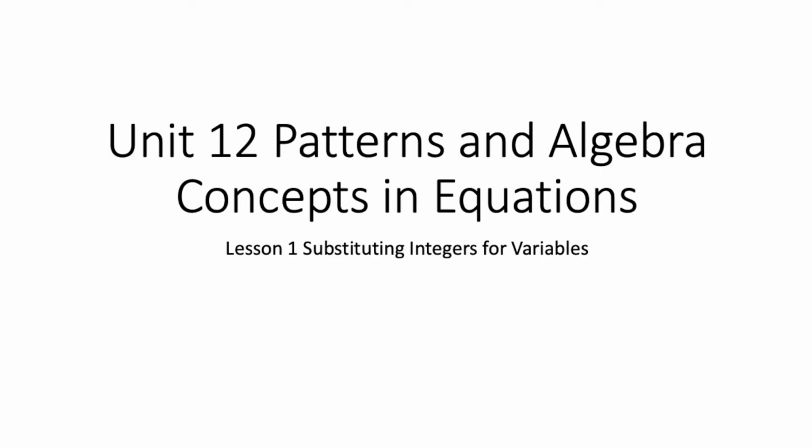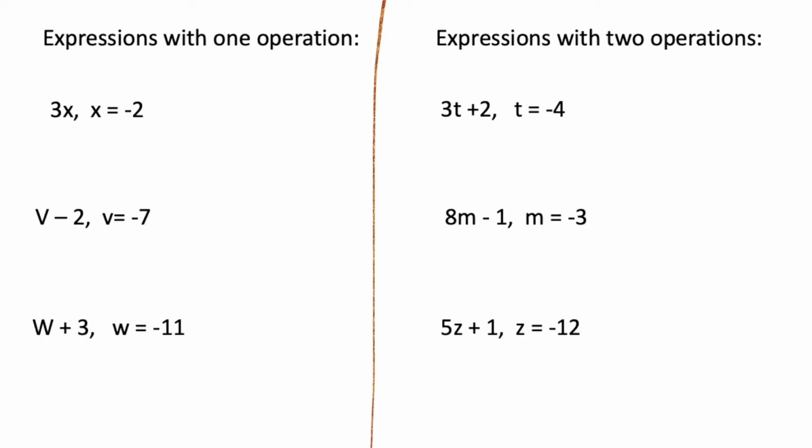We're looking at patterns in algebra again, and we're looking at substituting integers for variables. So if I have this equation here, 3x, and I'm setting x equal to minus 2, we know that we just substitute in 3 times minus 2. Then we just evaluate, and we know that when we're multiplying a negative and a positive, we're going to end up with a negative.